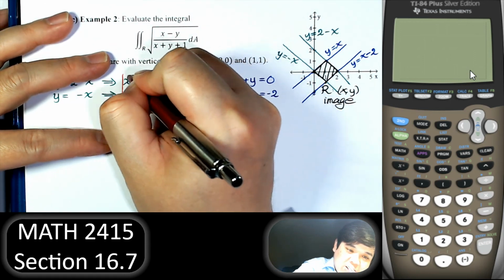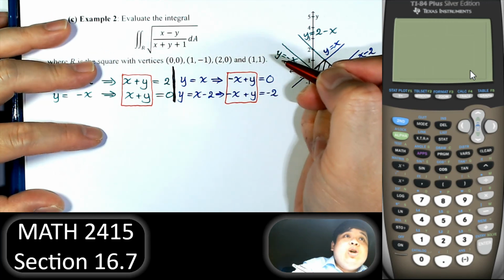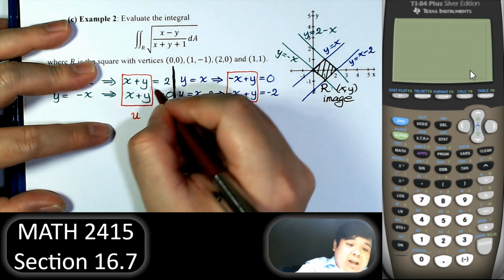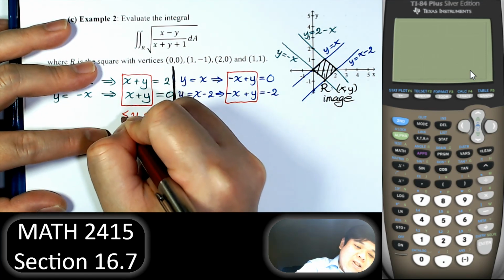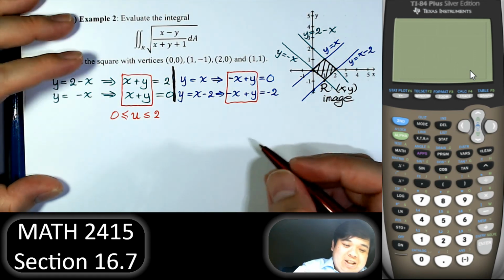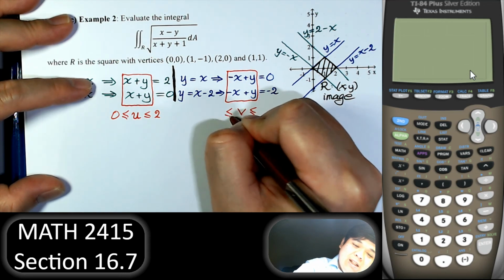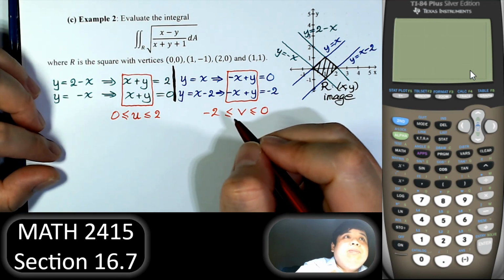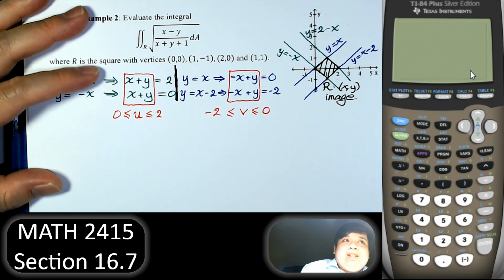x plus y, both of them, x plus y, and minus x plus y. So why don't we let this equal u and go from 0 to 2. So with that we have the pre-image, right? And then here we let v go from negative 2 to 0. Right? Turned out to be very nice.